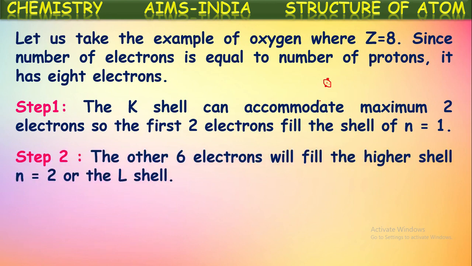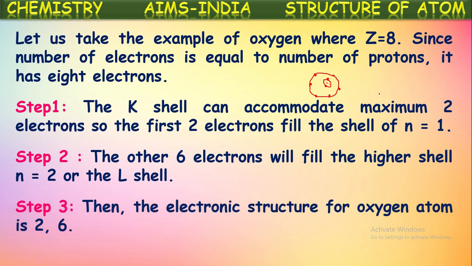Now in the second step, let us see. The other 6 electrons will fill the higher shell, that is the next shell, n equal to 2, or we can say the L shell. Totally there are 8 electrons; 2 are completed in the first shell, and there are 6 more electrons, so they fill the second shell. This is the configuration of oxygen.